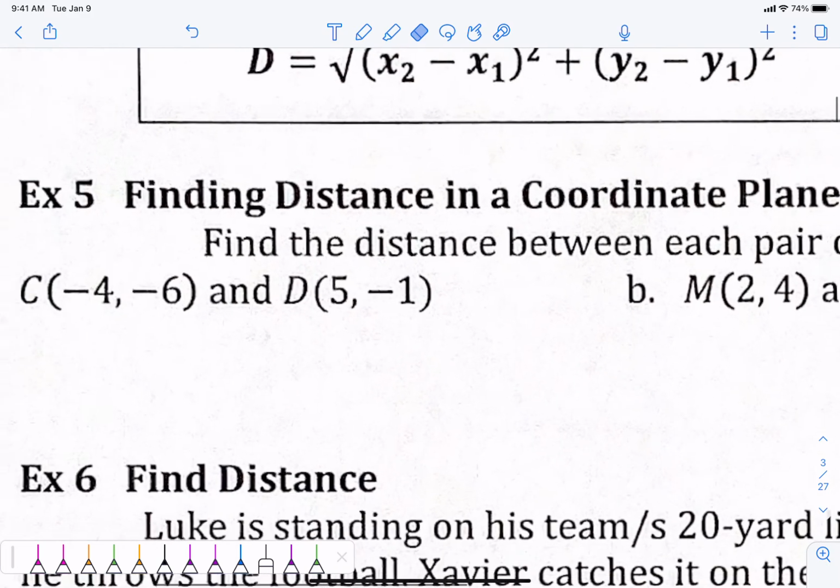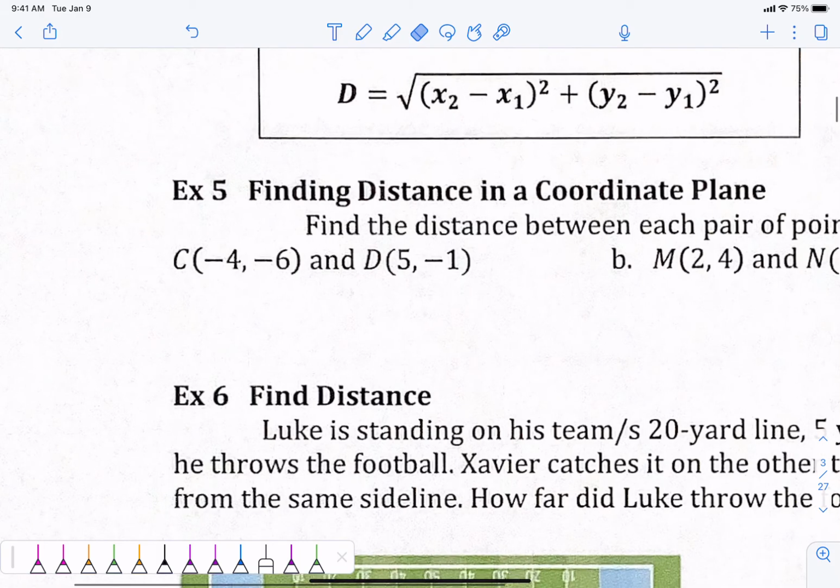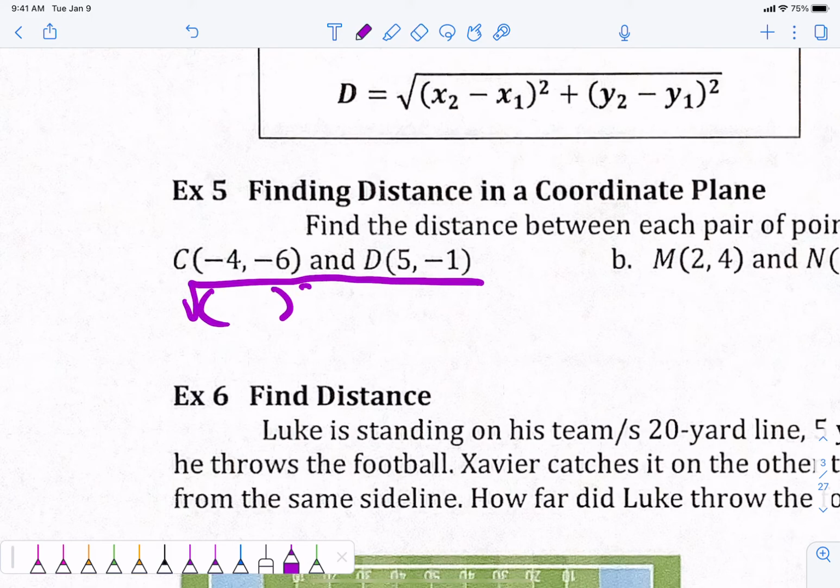We're going to do the distance formula the way that it's written, and then I'm going to show you how to do a shortcut, okay? So the first one, find the distance between each pair of points. We do the square root of, and I'm going to do my 2 bubbles, and you're adding them together, okay?